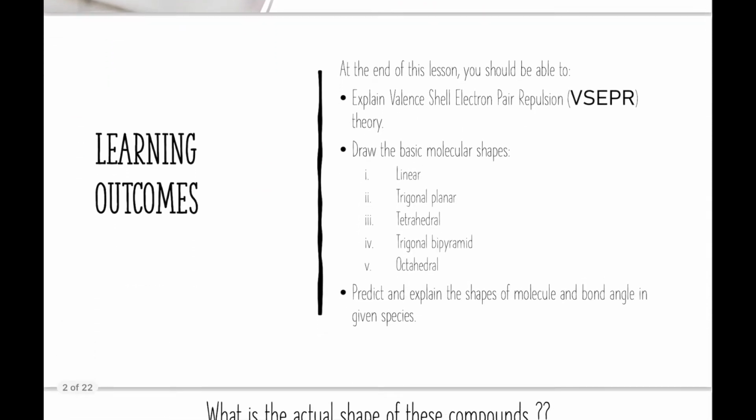Chapter 7 Chemical Bonding, 7.2 Molecular Shape. At the end of this video, you should be able to explain valence shell electron pair repulsion theory, or VSEPR theory, and draw the basic molecular shapes. There are 5 basic molecular shapes. The first one is linear, trigonal planar, tetrahedral, trigonal bipyramidal, and octahedral. And the last one, you should be able to predict and explain the shapes of molecule and bond angle in given species.